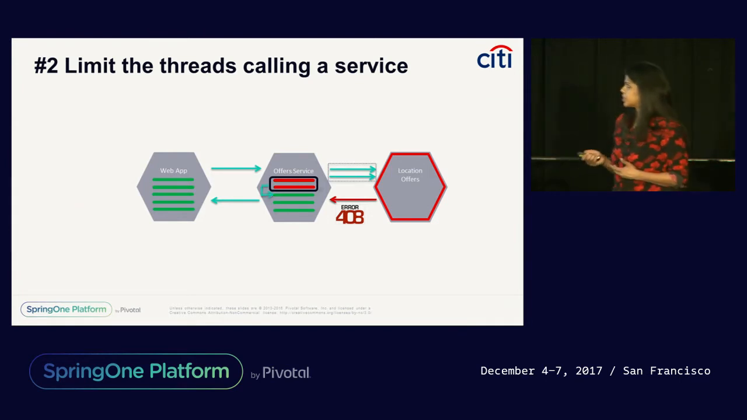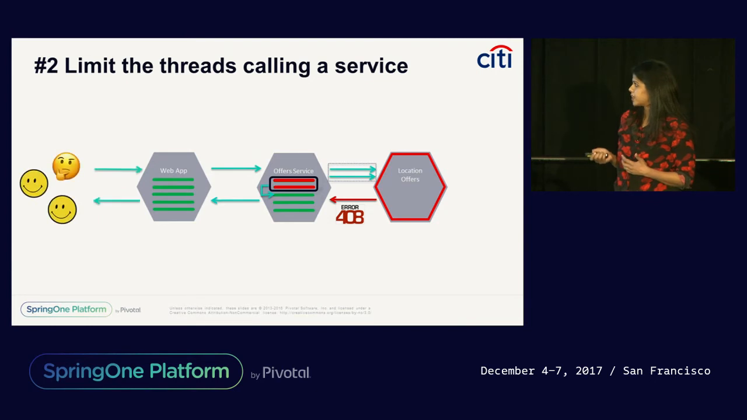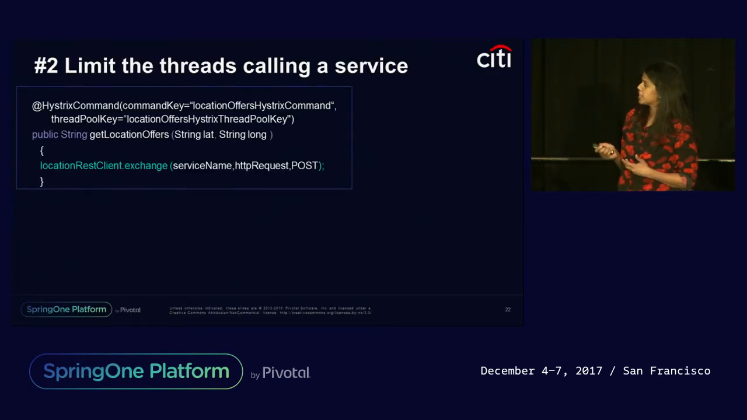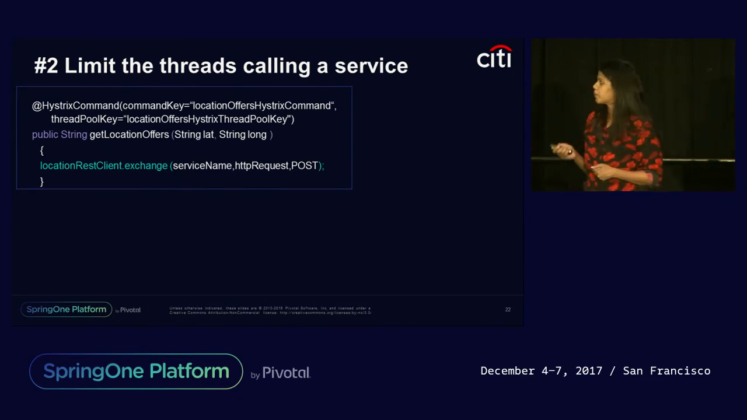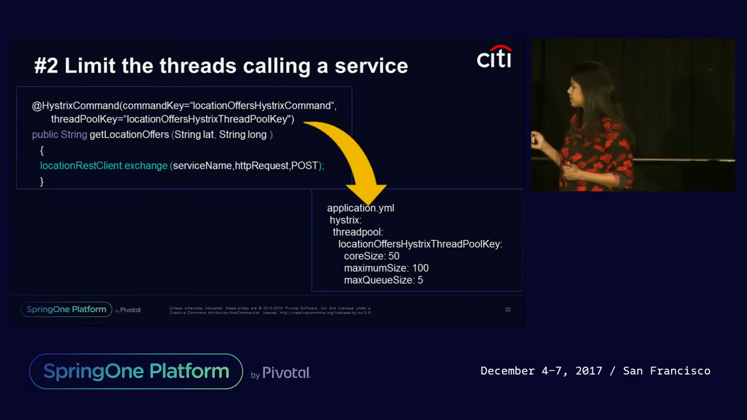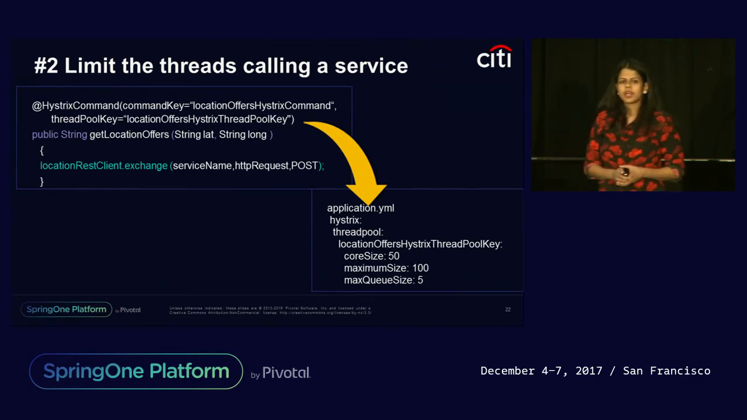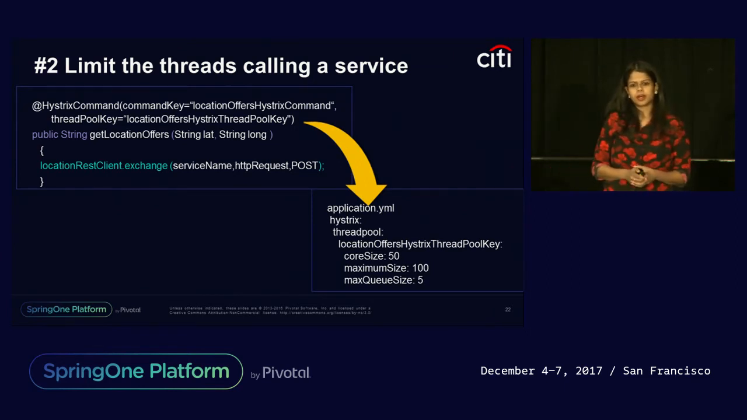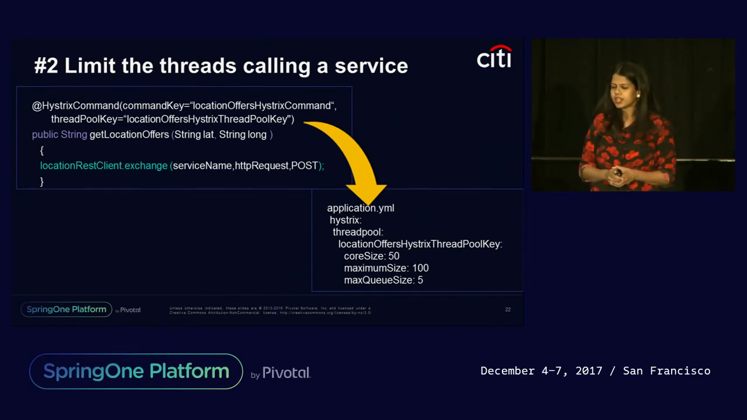So the implementation of the thread pool, again, is very simple. Using the same Hystrix command, we assign what is called a thread pool key, and we provide a thread pool configuration in the application properties file. The configurations are core size, maximum size, and max queue size. It's important to define a reasonable thread pool size to ensure your application works efficiently.